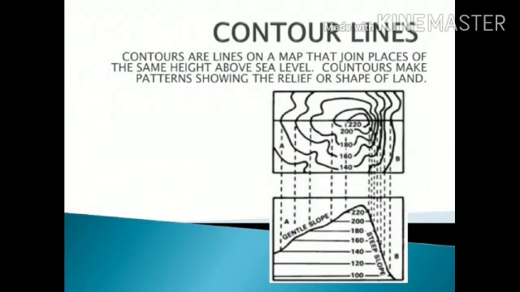Children, do you know contours? The contours are the lines drawn on a map which join the places that have the same height above the mean sea level. The contour method is probably the most precise and popular. It is the standard method to show relief features on topo sheets.